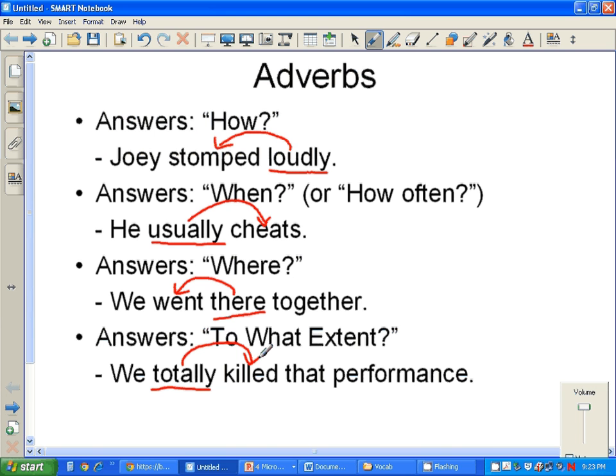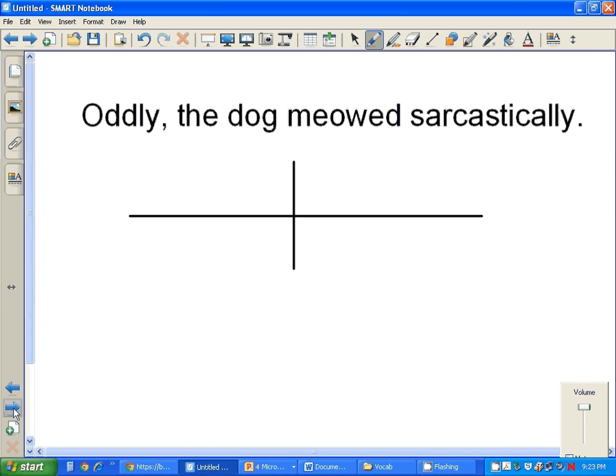Oddly enough, adverbs are words that can actually be moved around in the sentence to make sense in different places. So look at the example of usually here. You could say he usually cheats. You could say usually, comma, he cheats. Or you could also say he cheats usually. So that's another test if you're not sure what kind of part of speech you're dealing with. If it's an adverb, you can move it around in the sentence and it'll still make the same amount of sense.